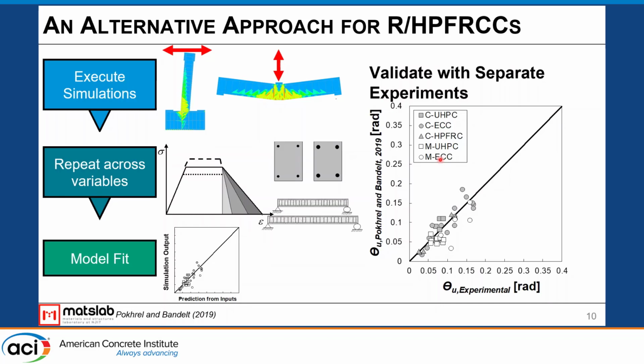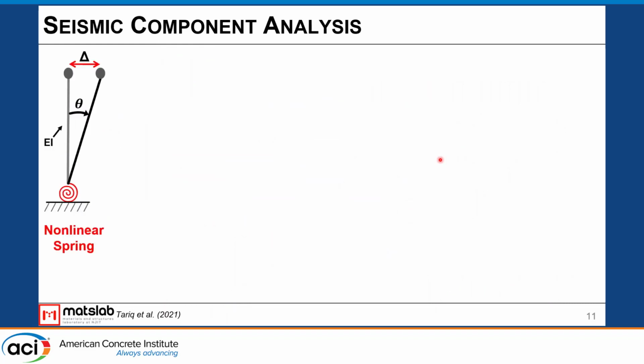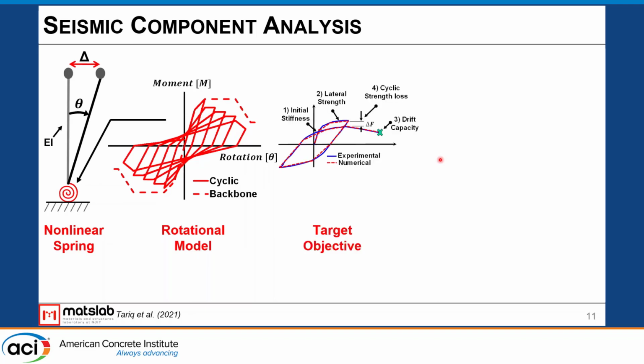So now that we have some initial ways of predicting rotational capacity, how can we go through the process of seismic component analysis and design? The way that this works, once again, is we basically try to lump all of the damage that may occur into a nonlinear spring at the ends where we would expect damage to occur in an earthquake application. So we build those nonlinear springs, we develop some sort of rotational model that accounts for the backbone and cyclic behavior, and we try to meet some target objectives.